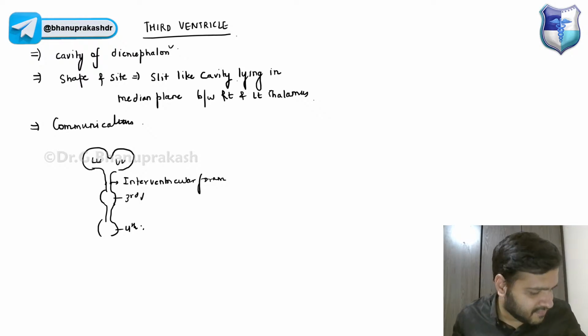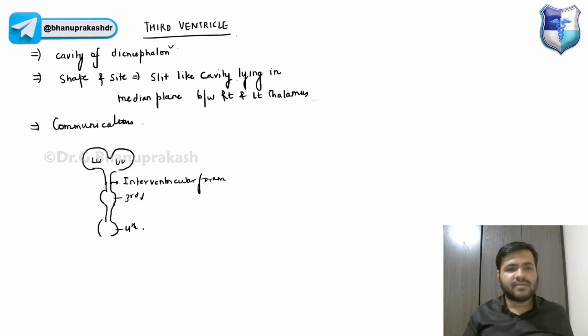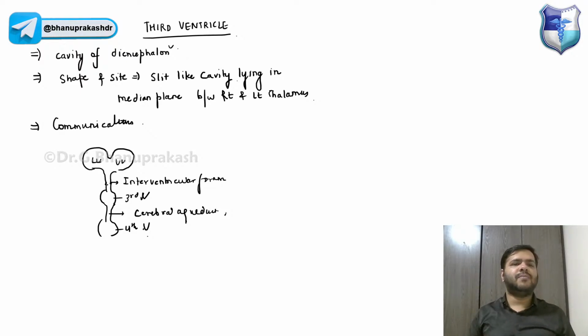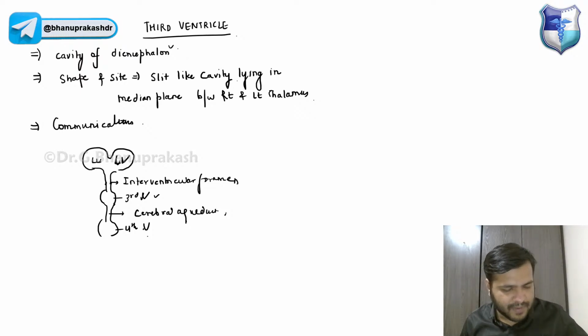And it is communicating to the fourth ventricle. The third ventricle communicates to the fourth ventricle with the help of the aqueduct of Sylvius, right? It is also called the cerebral aqueduct, or the aqueduct of Sylvius. So that is something you already know, the communications. The lateral ventricle communicates to the third ventricle via the interventricular foramen, and third to fourth via the cerebral aqueduct.